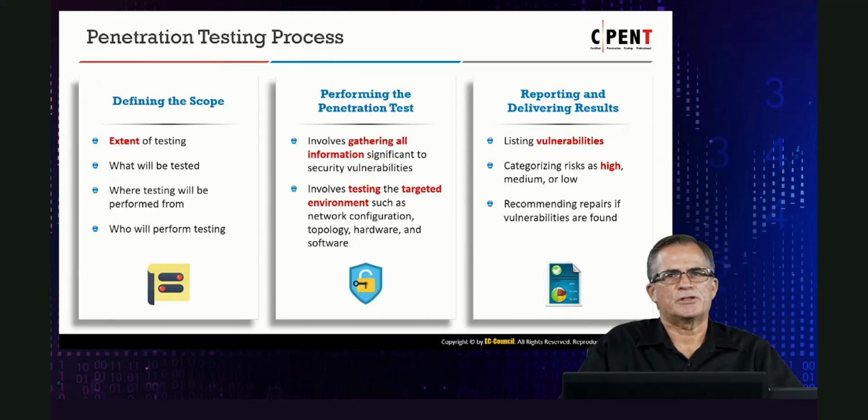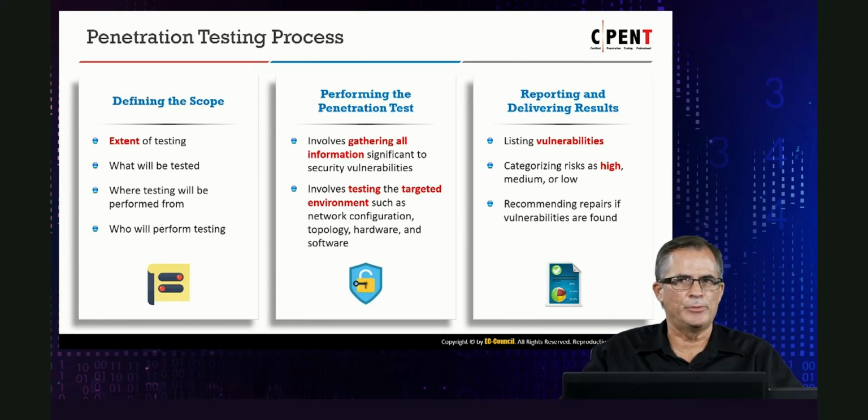So what do we do? What's the process? Well, we need the scope. What will we test? Where will it test? And who will be performing the testing? And then the information gathering, testing the target environment, network configuration, topology, hardware, and software, and then reports and delivering the results. The vulnerabilities, categorizing risk as high, medium, or low, recommend repairs, right? Mitigation. If we find a vulnerability, mitigation techniques.